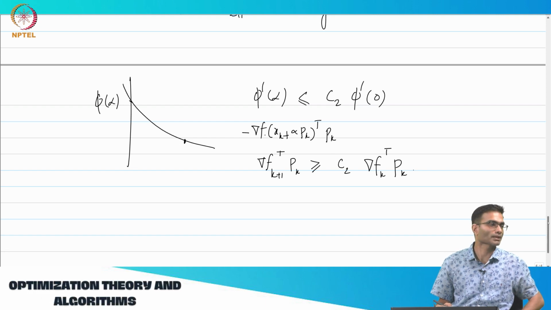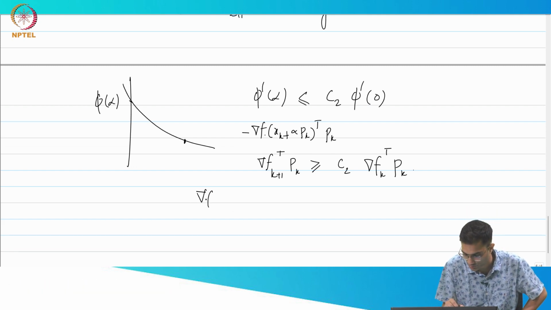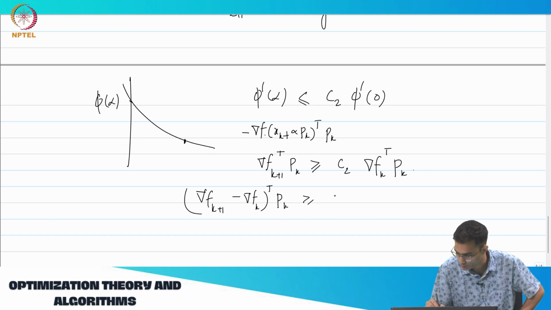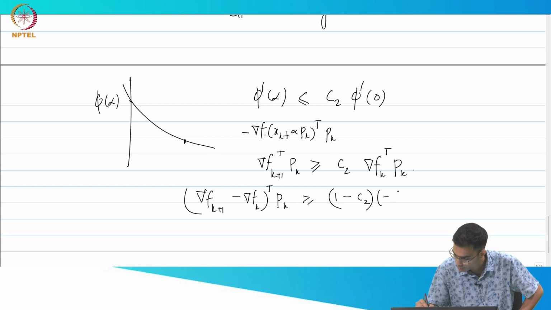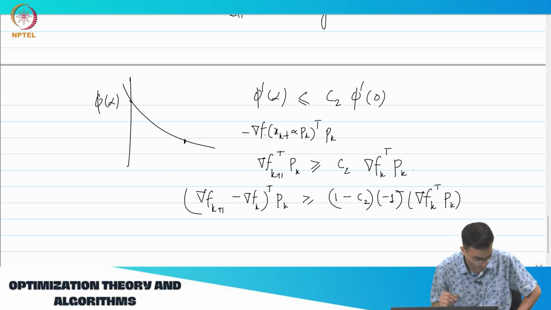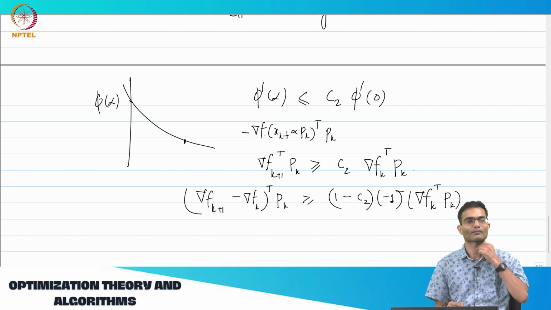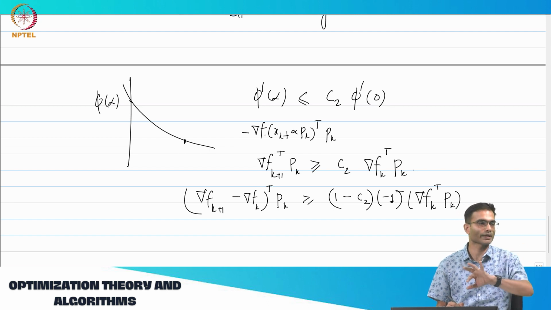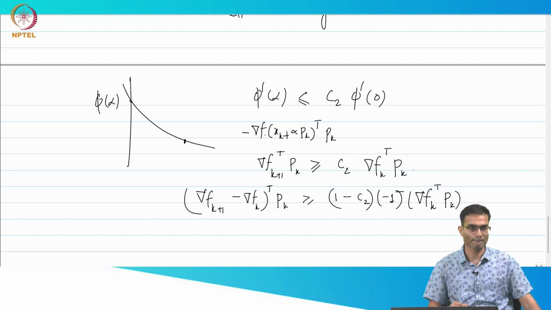Now, supposing I subtract grad fk transpose pk from both sides, what will I get? The left hand side is going to give me grad fk plus 1 minus grad fk transpose times pk, greater than or equal to, I am going to write this as 1 minus C2 into minus 1 into grad fk transpose pk. It should be C2 minus 1, I am writing it as 1 minus C2 into minus 1.